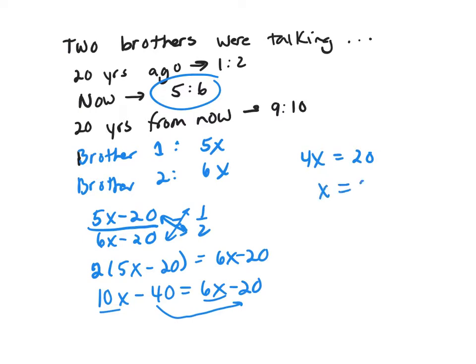So x equals 5. So brother 1 is 25 now. Brother 2 is 30 now. The difference in their ages is 5, so choose 5 in the first column. And the sum of their ages is 55, so that's the second answer.